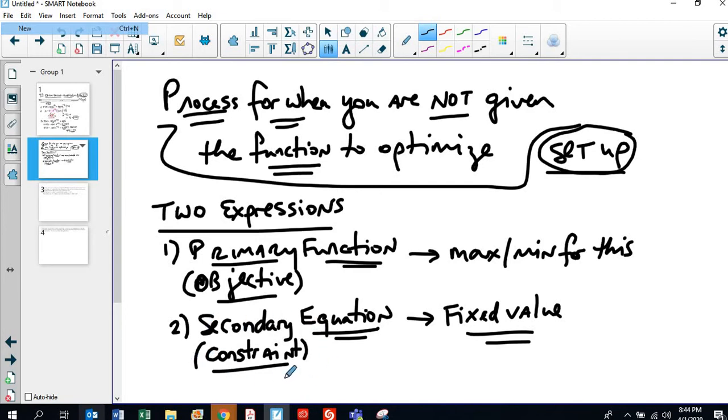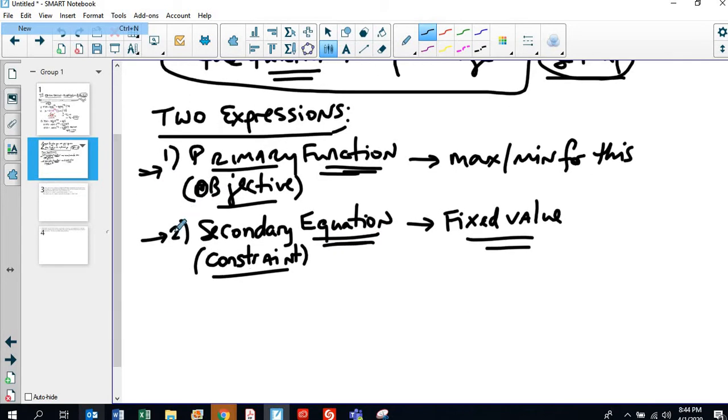And so it's very important when you're reading the problems that you can identify which of these is primary and which of these is secondary, okay? And then draw some pictures, just like other word problems, to figure out what's going on. But for sure, you want to determine which one's your primary function, which one's your secondary equation. And in this section, here's pretty much what's going to happen.